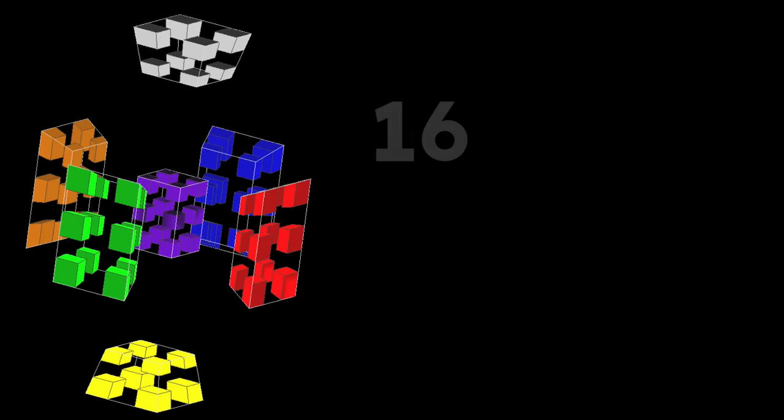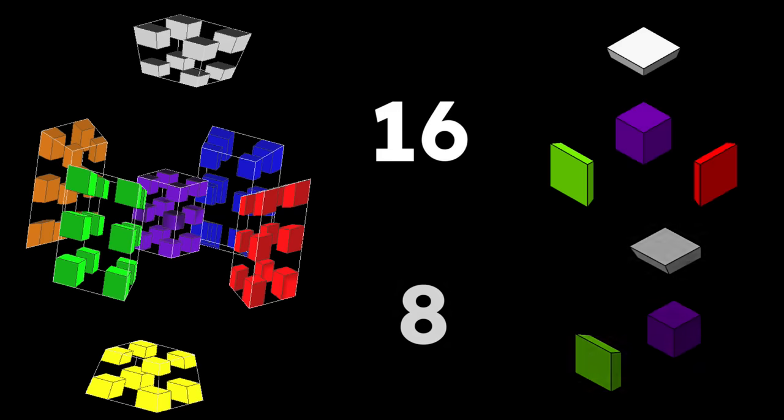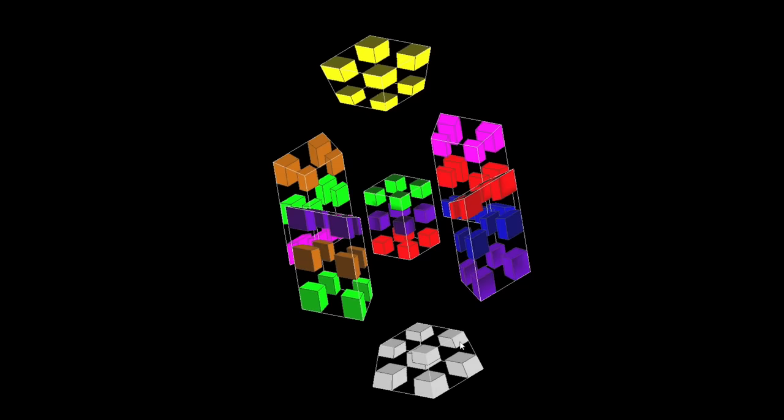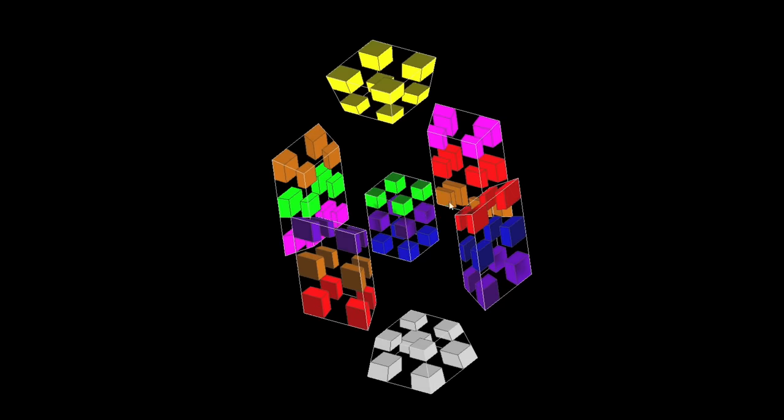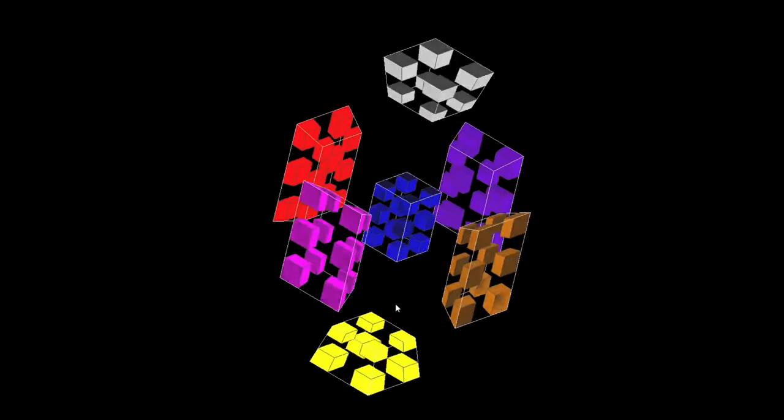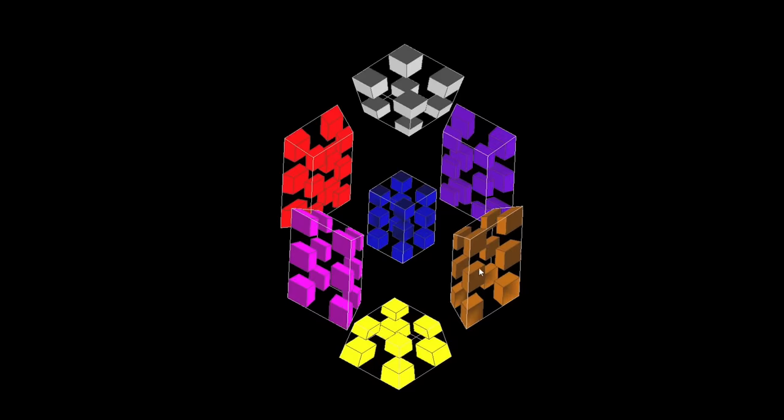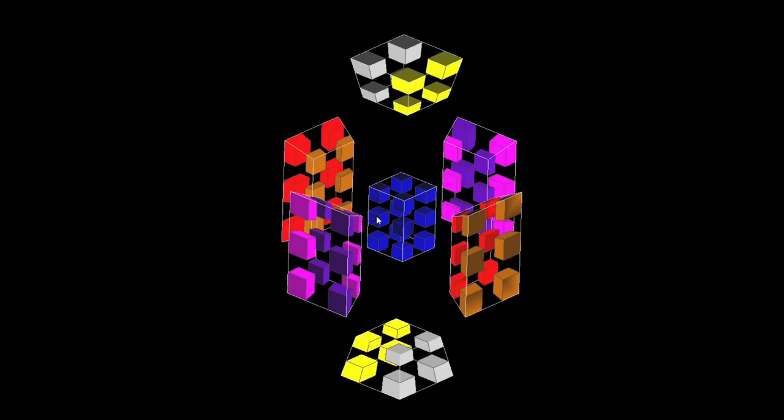In addition to the 16 four-colored pieces, it also has 8 three-colored pieces. So, as you can see, it's basically just a 2x2x2x2, but with an extra middle layer. Some sides can only do 180 degree turns, which actually makes the puzzle easier to solve.